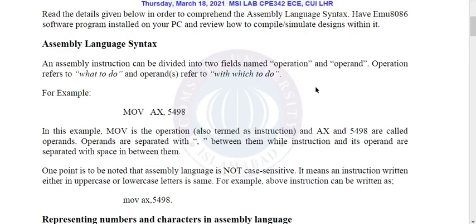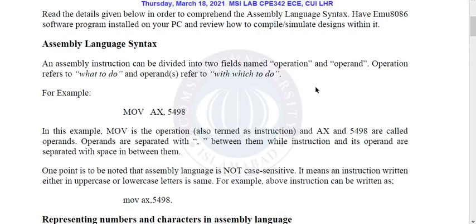Basically the assembly language syntax has two main parts. One is the operation and second one is the operand. Operation is basically a 2, 3 or 4 letter English word which explains what operation this command is going to perform.